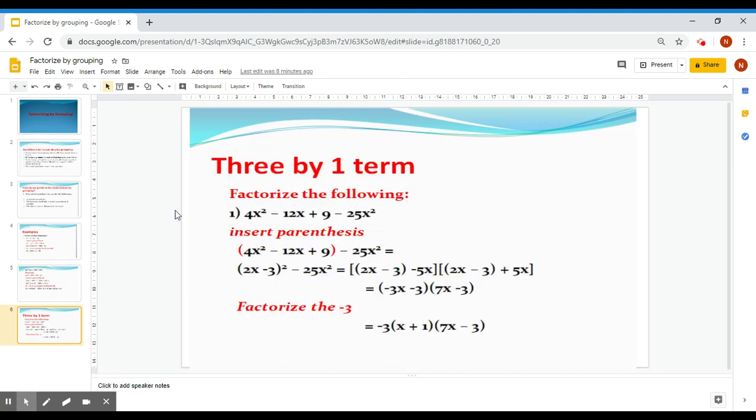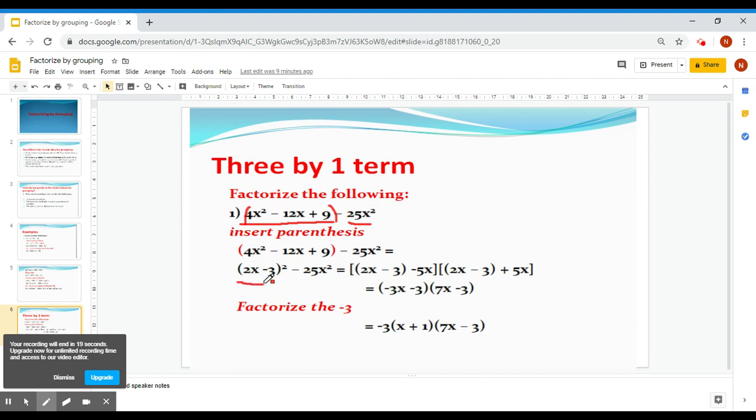Now, here is an example of 3 by 1 term. We said that to factorize 3 by 1, the three terms should make a perfect square. So we have these three, they make a perfect square, okay? So I insert parentheses here, and the last one is a square. This is a square of a number. I insert parentheses, this is a perfect square.